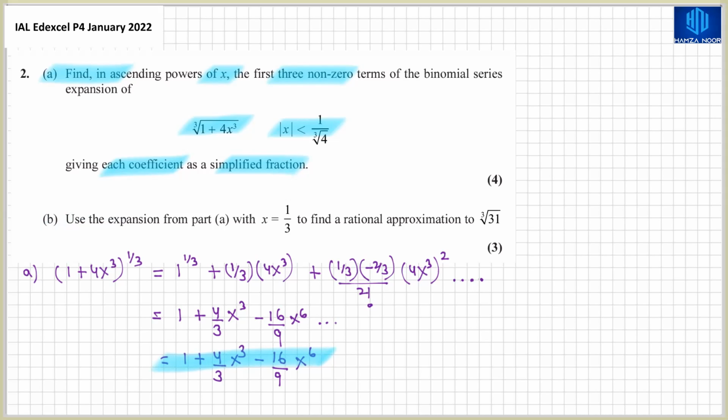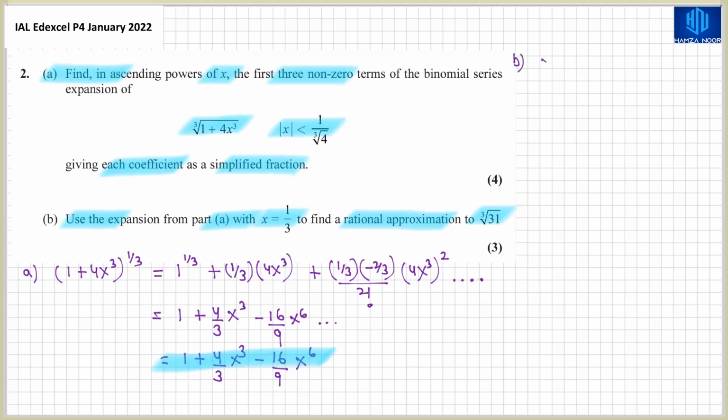All right, so now let's move on to part B. It says: use the expansion from part A with x equals 1 over 3 to find a rational approximation to the cube root of 31. Rational approximation means that you need to give your answer as a fraction.